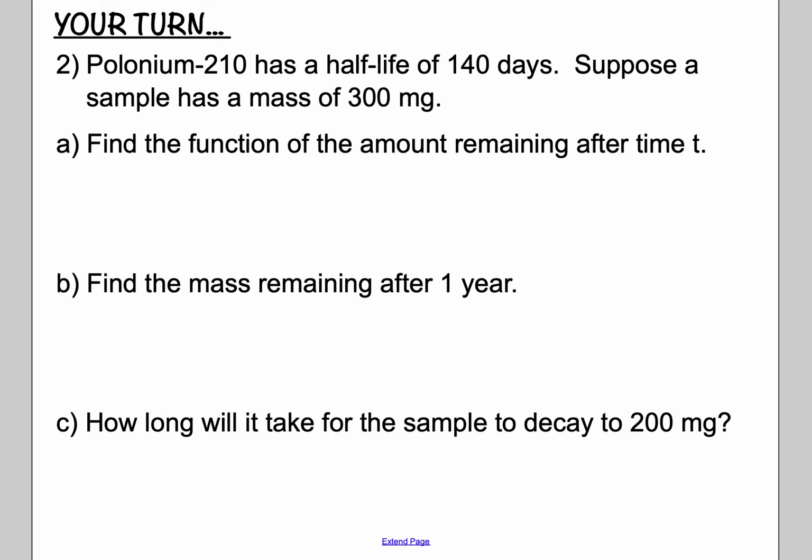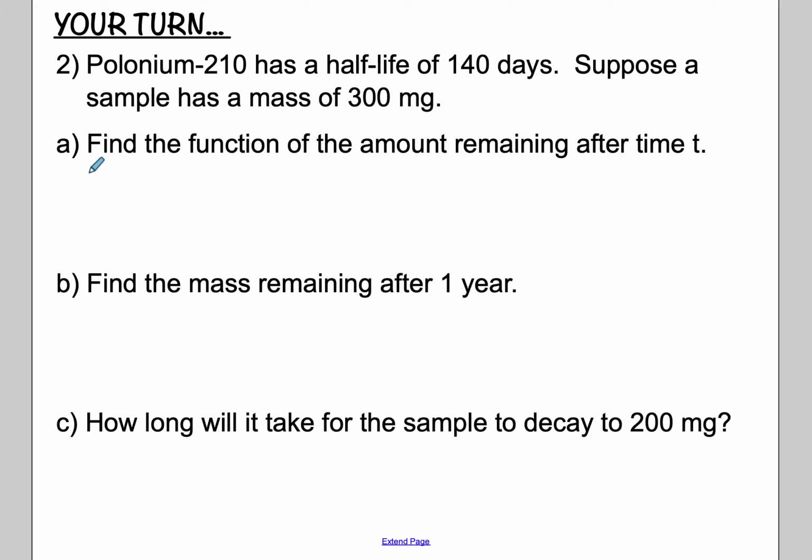Another your turn problem. I would highly encourage you once again to pause the video and go ahead and try this one, then come back. Okay. So we have polonium-210, and it has a half-life of 140 days. Suppose the sample has a mass of 300 milligrams. Okay. Find the function of the amount remaining after time t.